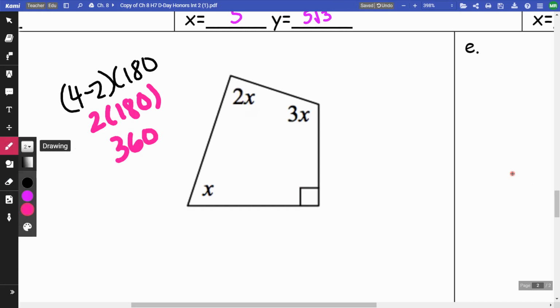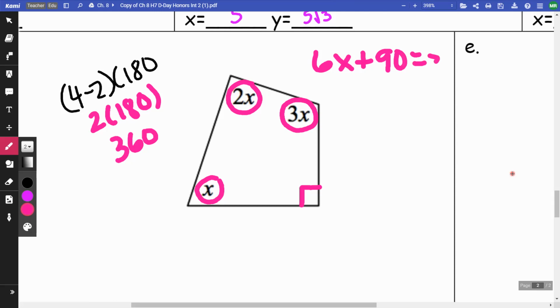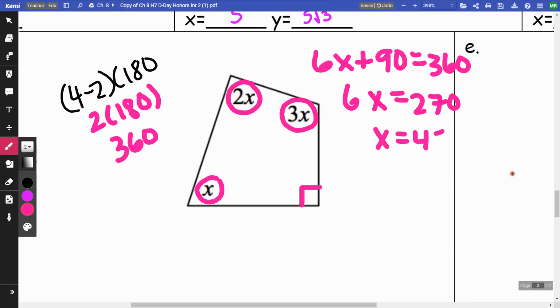So I'm going to take x plus 2x plus 3x, which is going to be 6x, plus that 90 degrees is equal to 360, and I'm going to solve. So I am going to minus 90 from both sides, and I get 270. I'm going to divide by 6, and I get x is equal to 45 degrees.